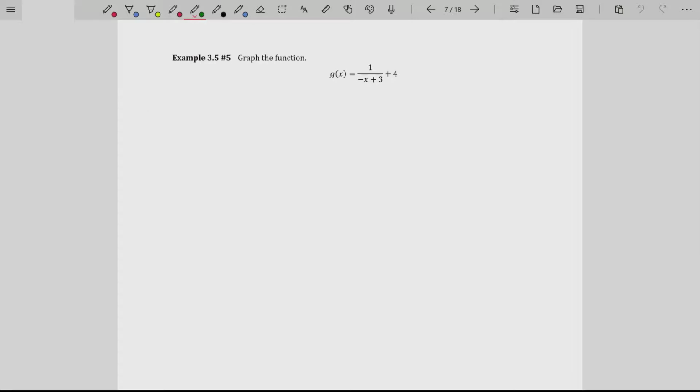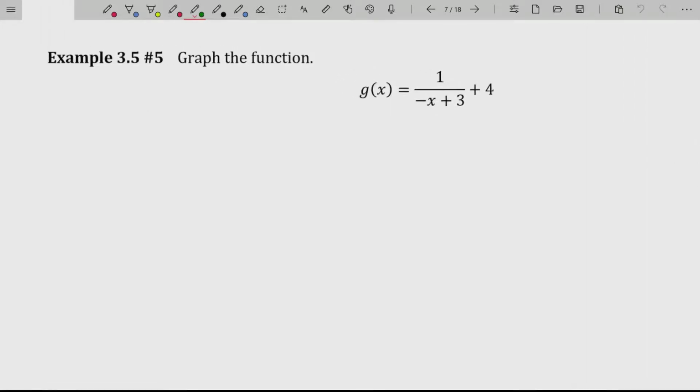Let's try another one. Ooh, this is a good one. I like this one a lot. All right, graph this function. Now, first thing you should do is identify what the base graph is. So the base graph or the base function is what occurs when you basically pull away that +4, that +3, and the negative. The base function is a 1 over x. That's, of all our base graphs, the one this is going to look like.